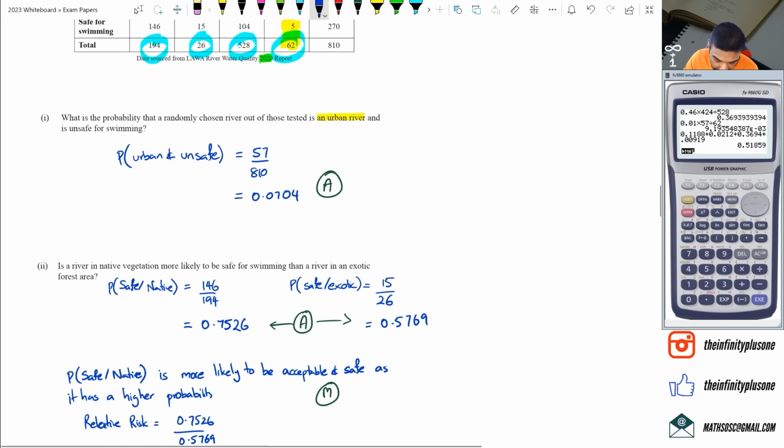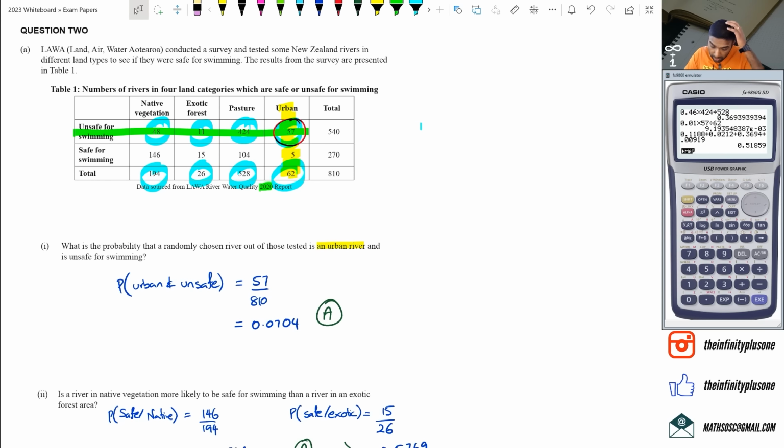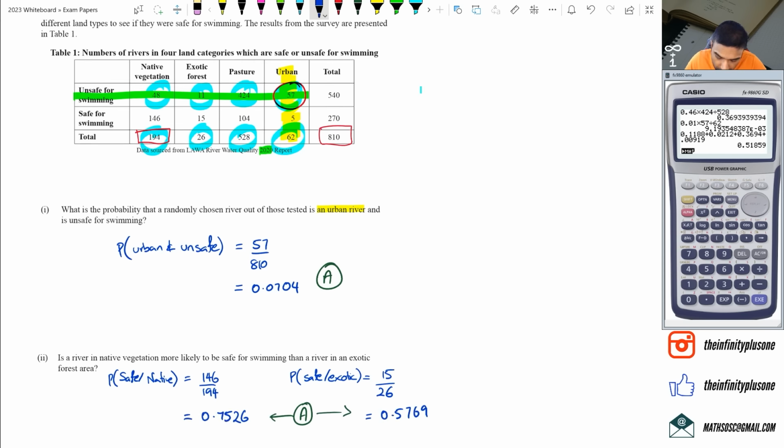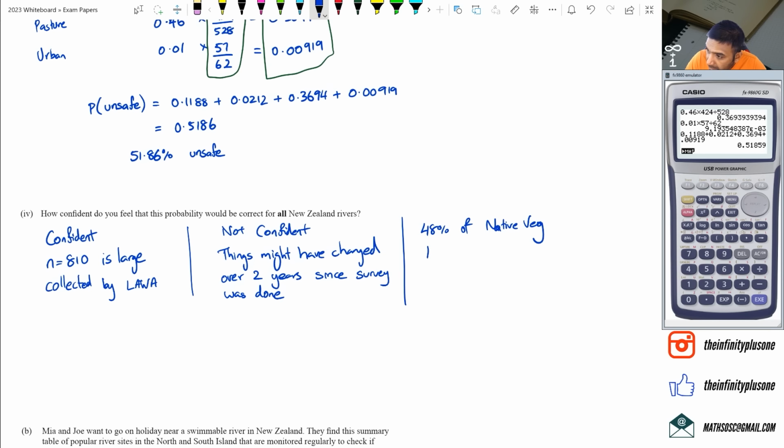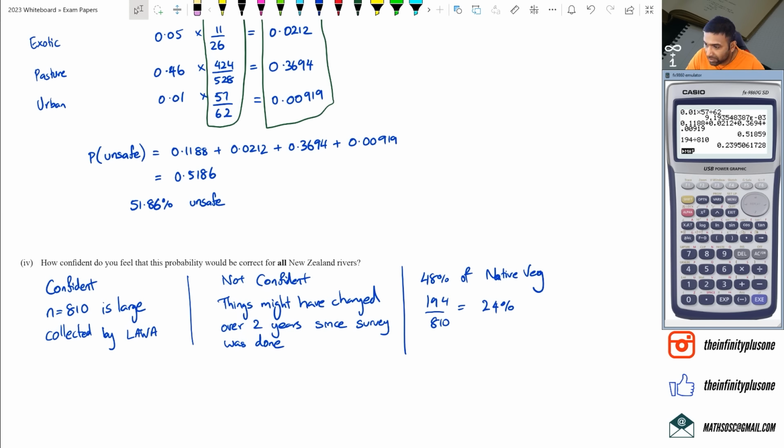vegetation. But then if we go right to the top, and look at this part here, native vegetation is 194 out of 810. So if we look at that probability, 194 out of 810 gives us a proportion of way less. It only gives us 24% compared to the actual data, which says it's 48%, right? So those two proportions don't match up. And because they don't match up, you can say that you're not confident of this probability as well.